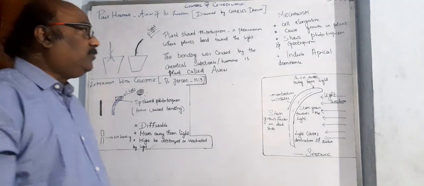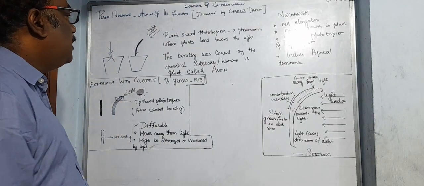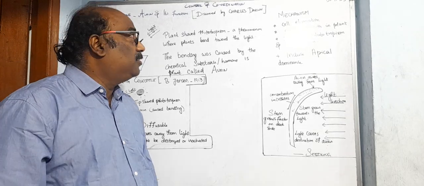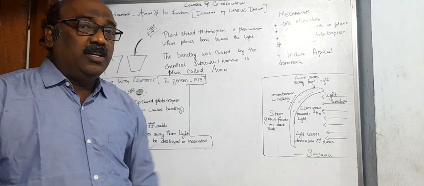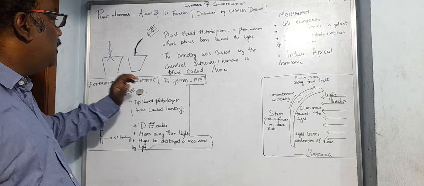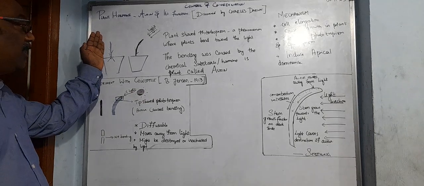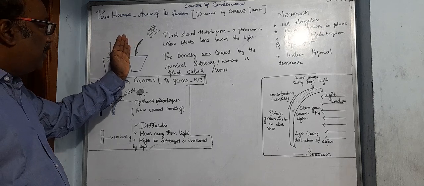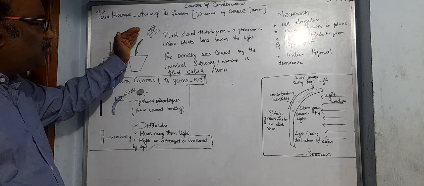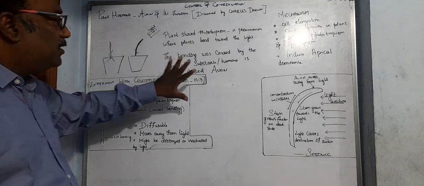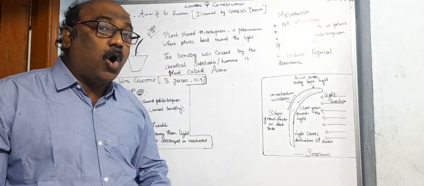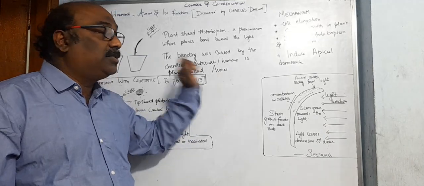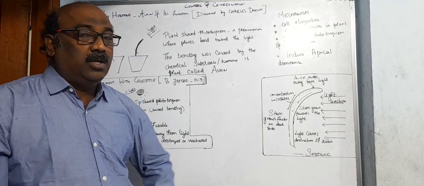Okay, right. So see, you know Charles Darwin, a very famous scientist. The name is Charles Darwin. So he was able to put out this theory. Normally the plant used to grow like this. But when the light falls, what is actually happening? It is moving towards the light. So this bending is caused by a chemical substance called auxin. Auxin is a plant hormone.